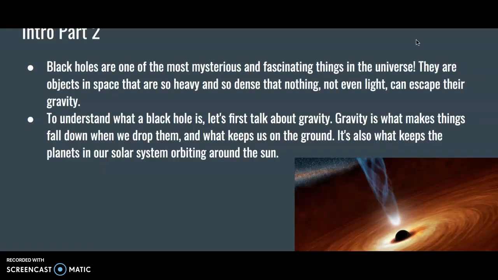So, black holes are one of the most mysterious and fascinating things in the universe. They are objects in space that are so heavy and so dense that nothing, not even light, can escape their gravity. To understand what a black hole is, let's first talk about gravity. Gravity is what makes things fall down when we drop them, and what keeps us on the ground. It also keeps the planets in our solar system orbiting around the sun.